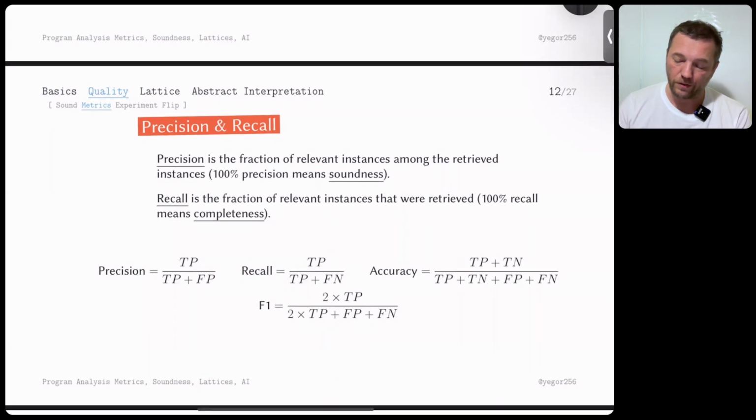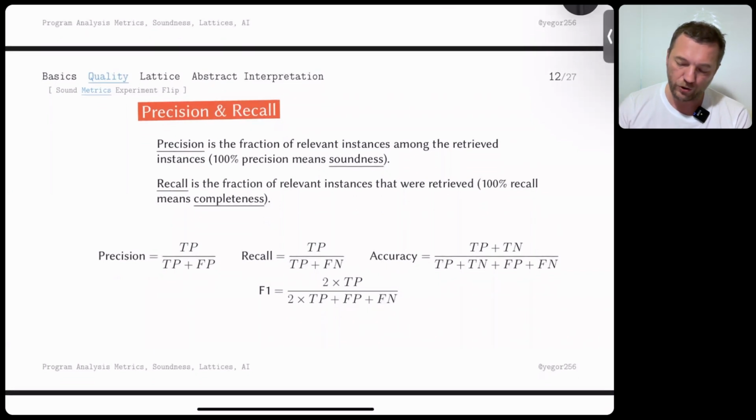And there are also two other metrics which you may find interesting: accuracy and F1. Accuracy is when you put together all the good answers, true positive and true negative. They're both interesting answers, we're interested in them. And then you put at the bottom everything, all the different categories of answers, all four.